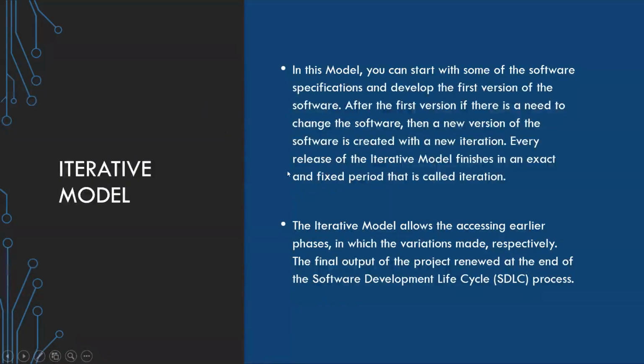So next is the iterative model. This is a little different when we compare it to the waterfall model. In this model, you can start with some of the software specifications and develop the first version of the software. After the first version, if there is any need to change the software, then a new version of the software is created with the new iterations. So every release of the iterative model finishes in an exact and fixed period that is called an iteration.